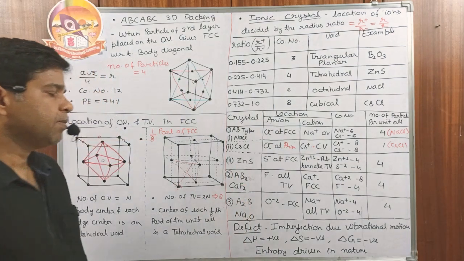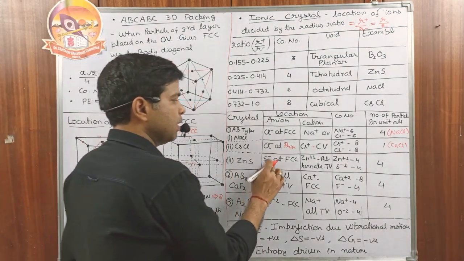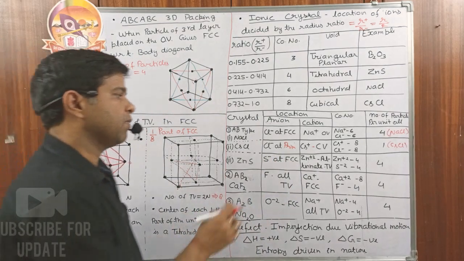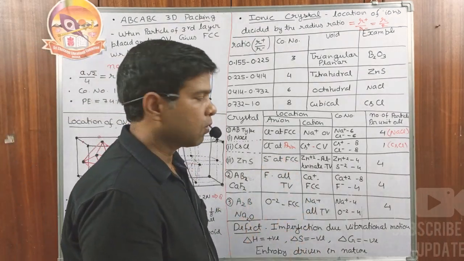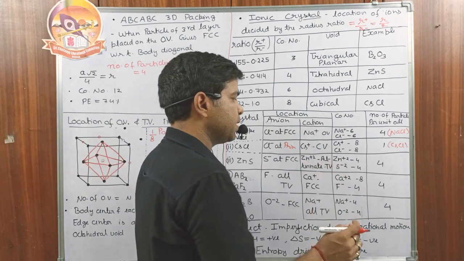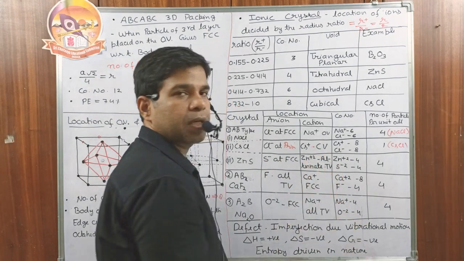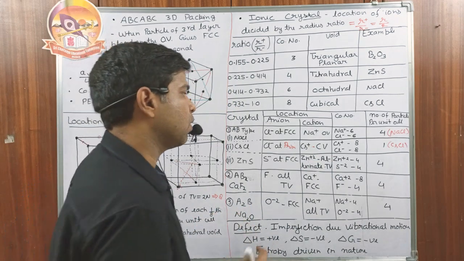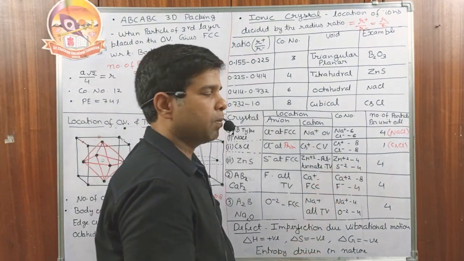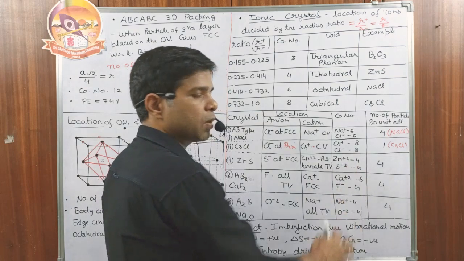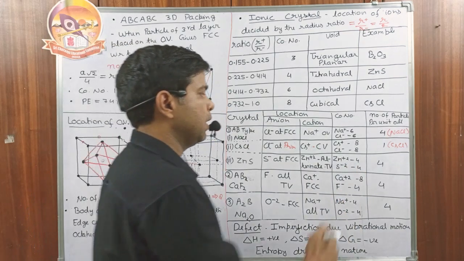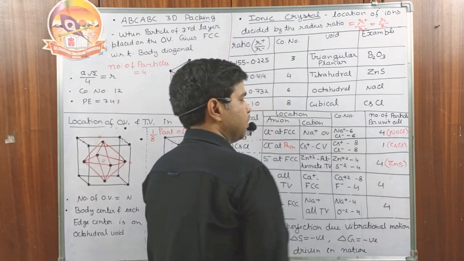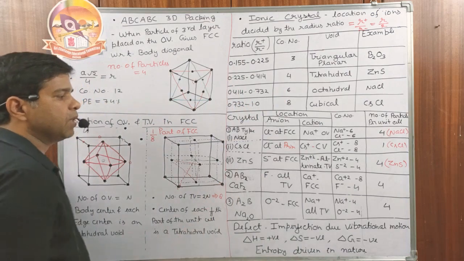Then the ZnS type, zinc blende type. In this one, S2- occupies all the locations of the FCC, that is the face center as well as the corners, and Zn2+ is present at alternate tetrahedral voids. Out of 8 tetrahedral voids, 4 are occupied. Coordination number of Zn2+ is 4. Coordination number of S2- is also 4, and we have 4 units of ZnS per unit cell.